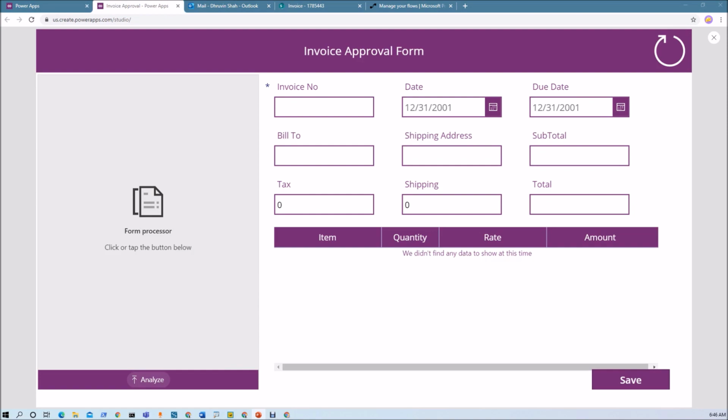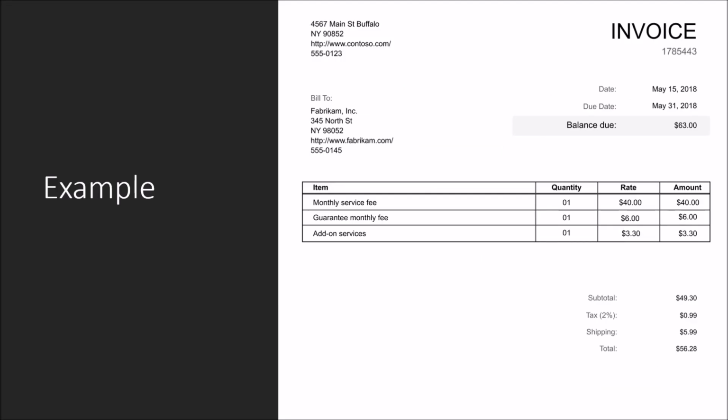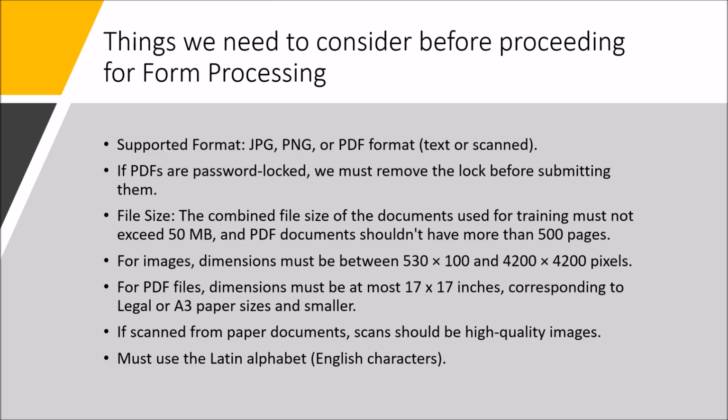Before we get started with the development process, let me open my presentation deck, and let me explain a few things that we need to consider before proceeding with the form processing AI model. So first thing is that at this moment it only supports JPG, PNG or PDF format. If PDFs are password protected, we must remove the lock before submitting them. File size: the combined file size of the documents used for training must not exceed 50 MB, and the PDF document shouldn't have more than 500 pages.